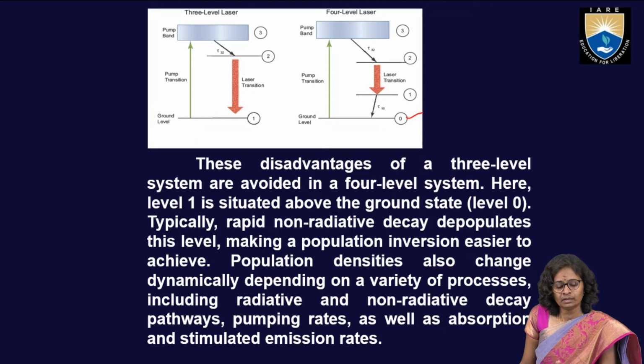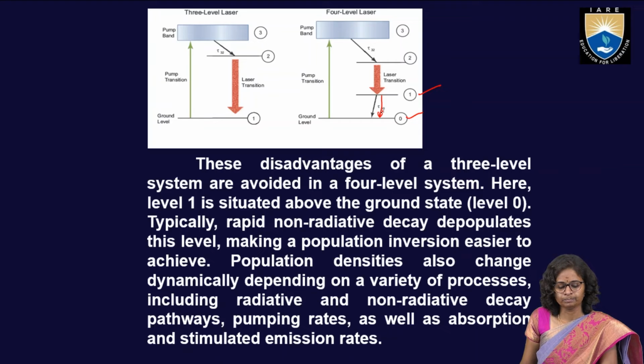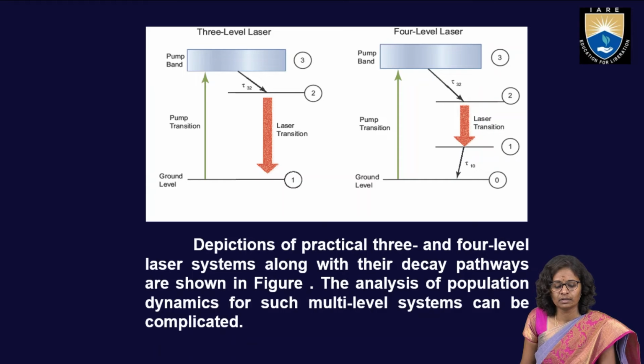Typically, rapid non-radiative decay depopulates this level, which means atoms in level 1 non-radiatively decay to the ground level, making a population inversion easier to achieve. Population densities also change dynamically depending on a variety of processes, including radiative and non-radiative decay pathways, pumping rates, as well as absorption and stimulated emission rates.